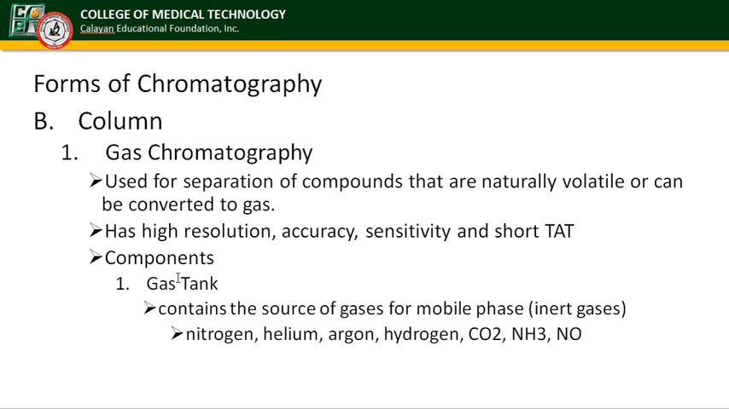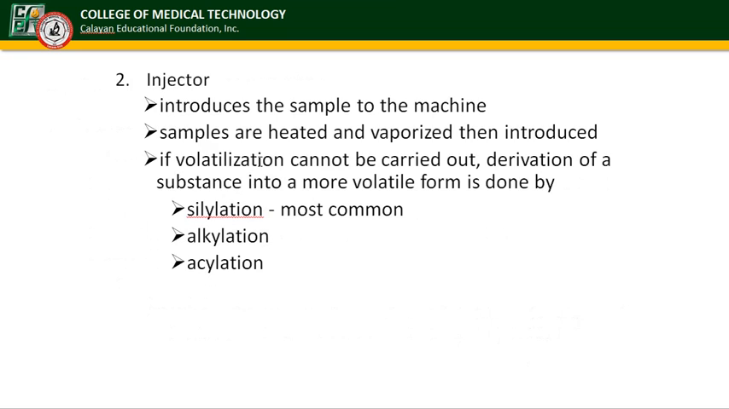Components of gas chromatography is the gas tank. This contains the sources of gases for the mobile phase. Mobile phase, ito yung ginagamit natin, yung mga gas, either nitrogen, helium, argon, hydrogen, CO2, NH3, nitrous oxide, NO. Injector, so introduces the sample to the machine. Samples are heated and vaporized, then introduced. If volatilization cannot be carried out, the derivatization of substances into a more volatile form is done, either by silylation, alkylation, and acylation.